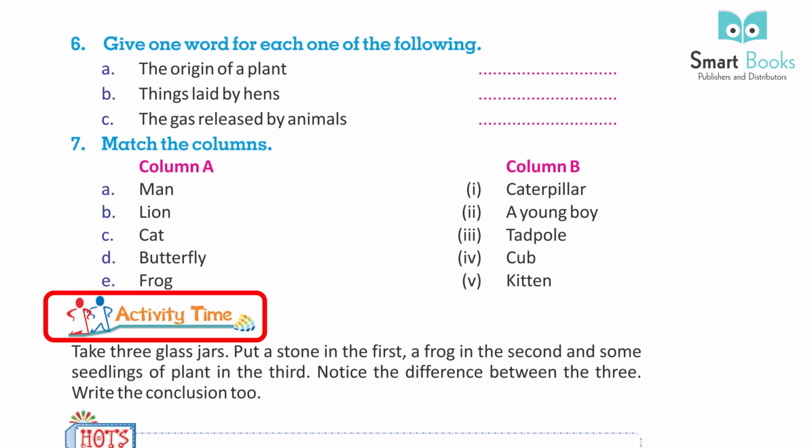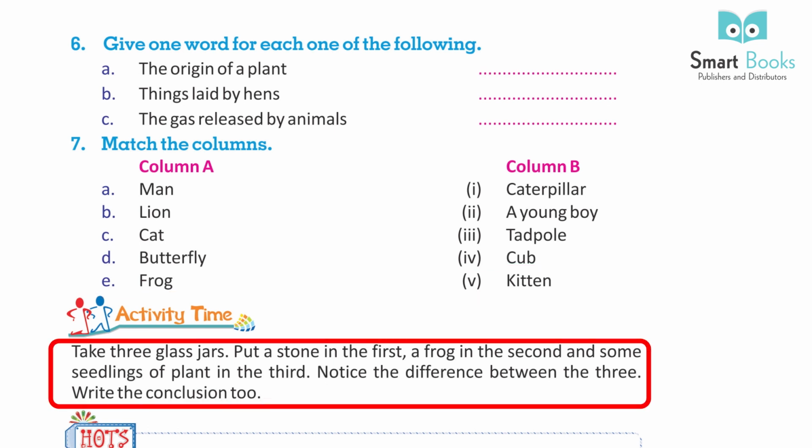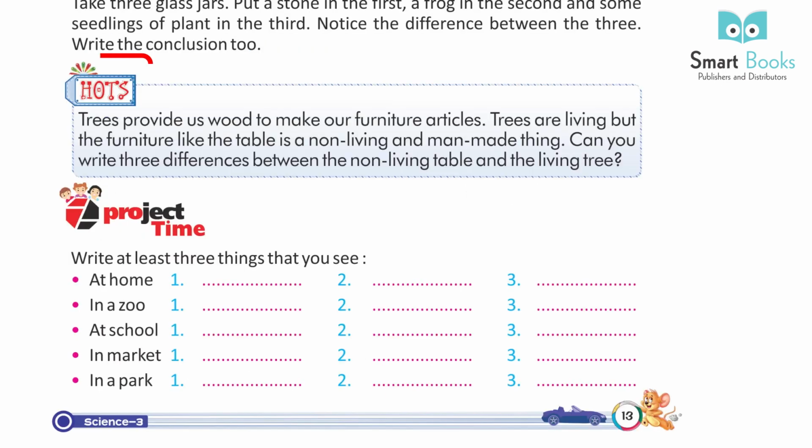Activity time. Take 3 glass jars. Put a stone in the first, a frog in the second, and some seedlings of a plant in the third. Notice the difference between the 3. Write the conclusion too.